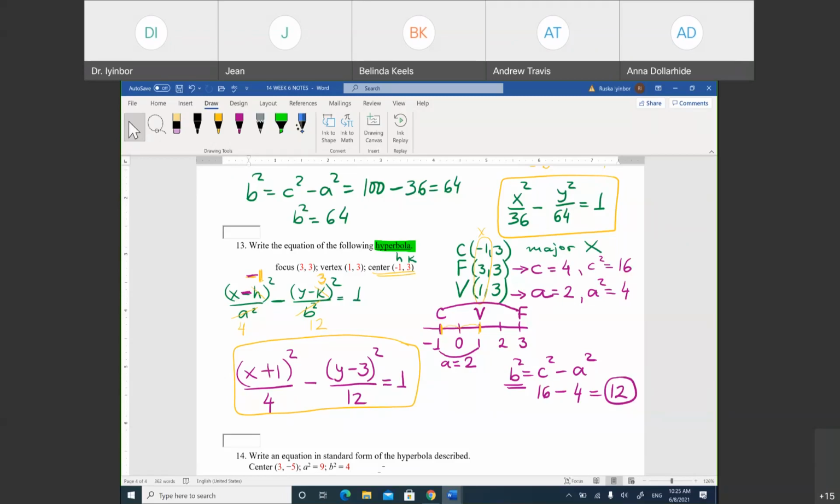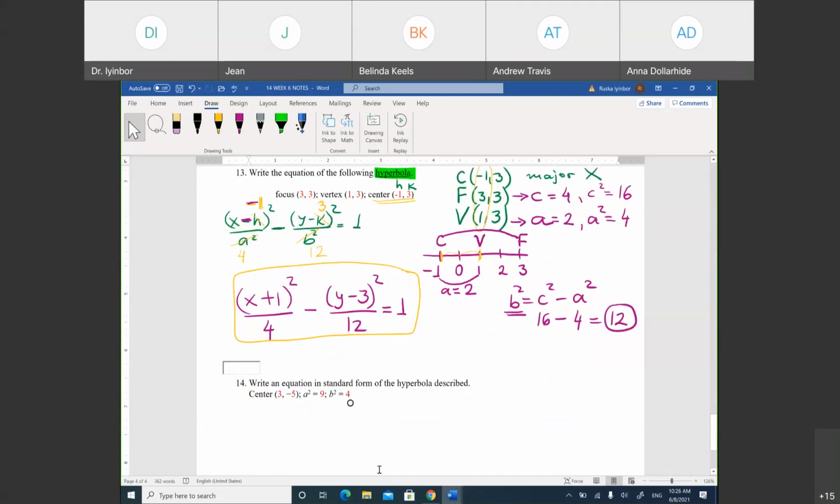So when the center is something else, you're going to use h and k from the center, and you're going to count from the center. The distance from center to vertex is A, center to focus is C. And the easiest way to do that is when you draw a picture, when you draw the graph, and then count the steps. Okay? Any questions? Okay? No?